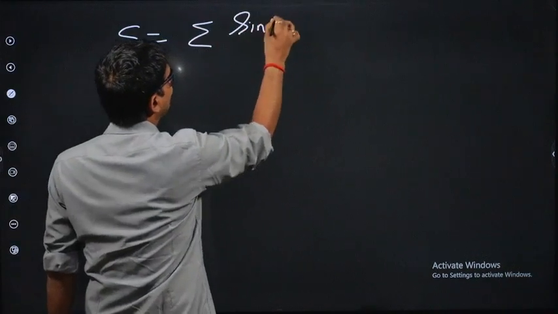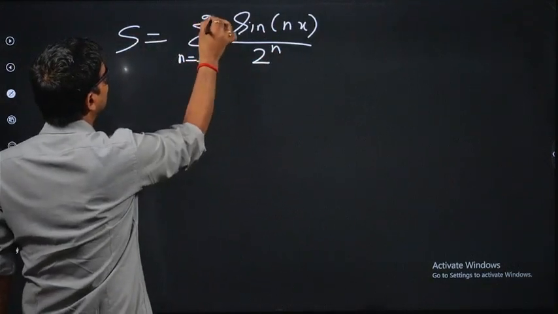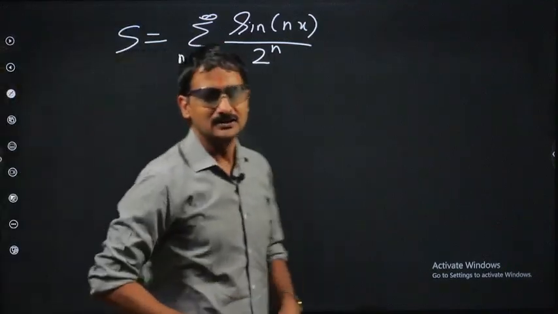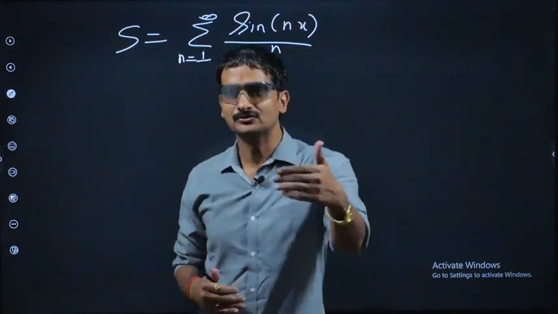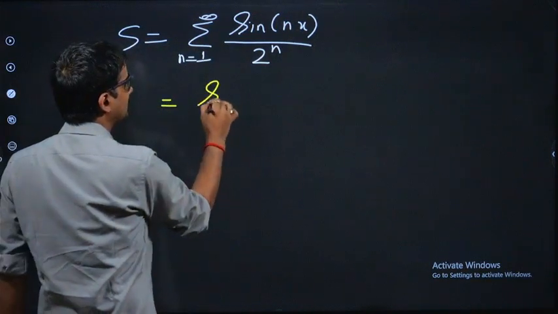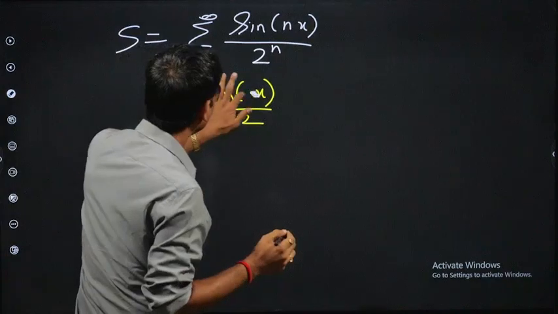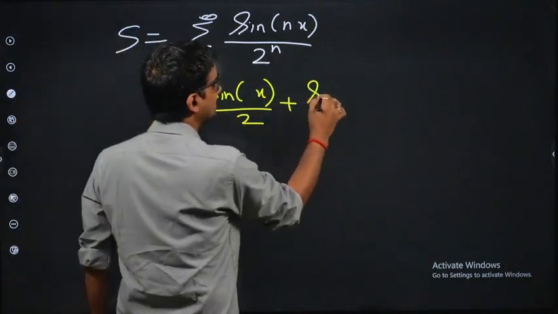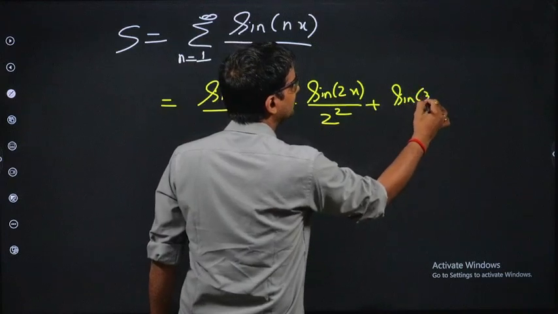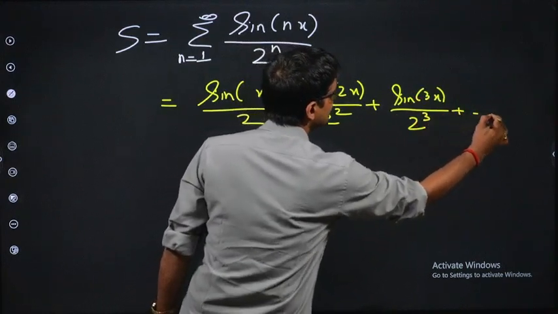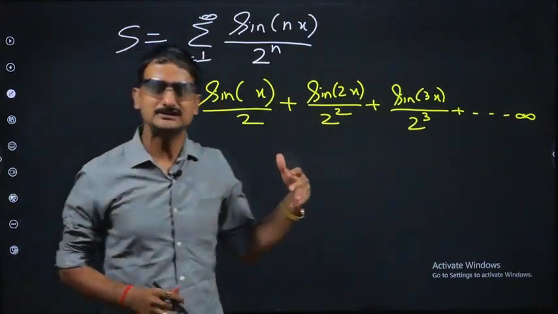which is sine of nx over 2 raised to the power n, where n goes from 1 to infinity. See how I started thinking. In the denominator, of course, we can see it's a GP. It's like 2 square, 2 cube, and so on. So if I open it, the first term is sine of nx by 2, rather sine of x, because n is 1, by 2. Then put n equal to 2, so sine 2x by 2 square, sine 3x by 2 cube, and so on, till infinity.